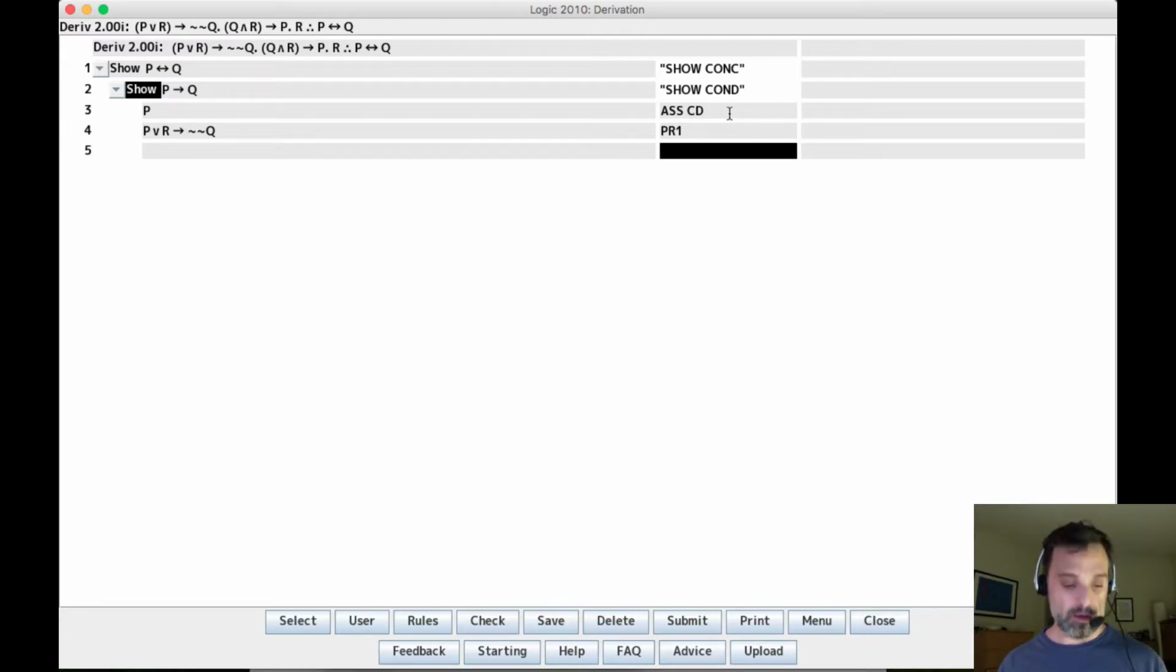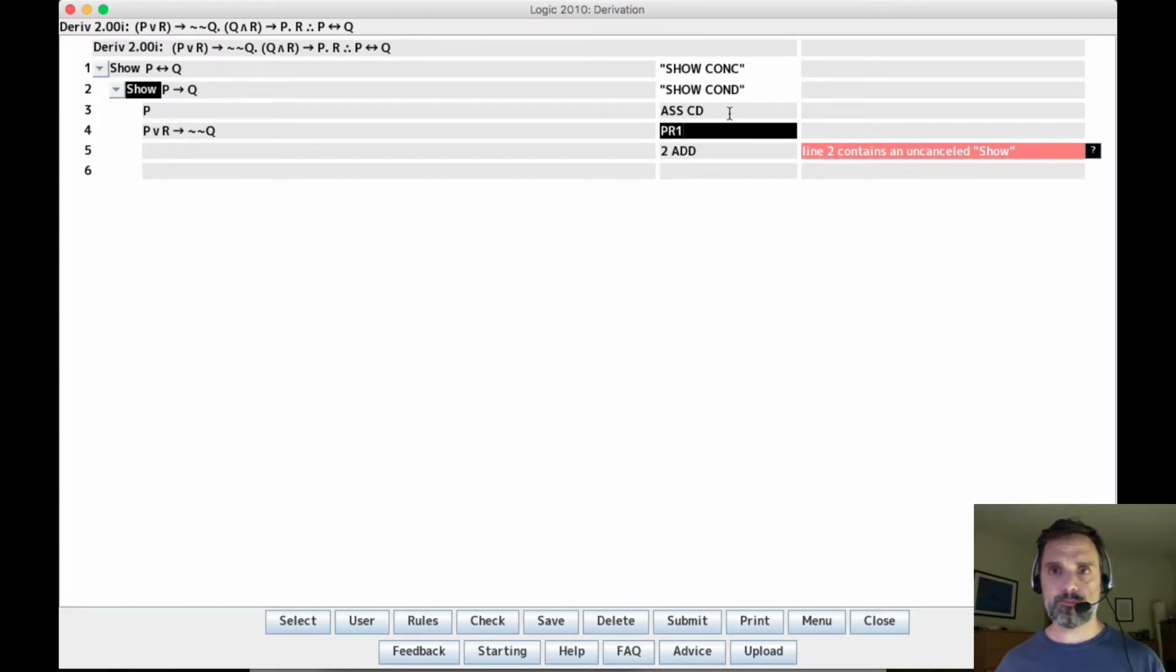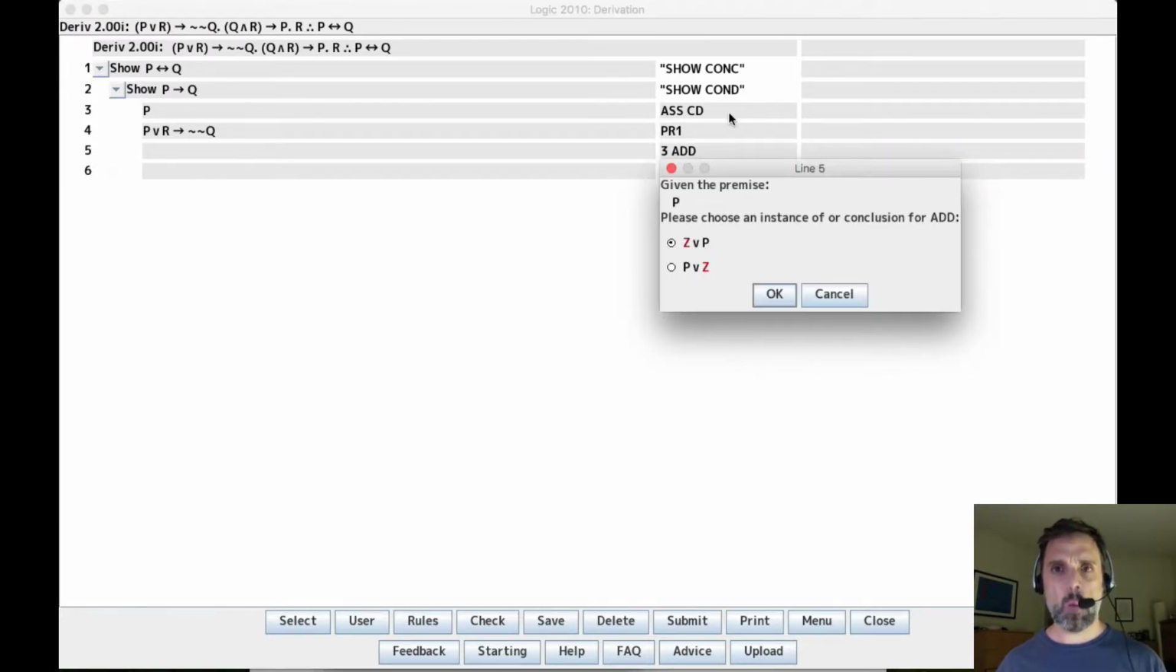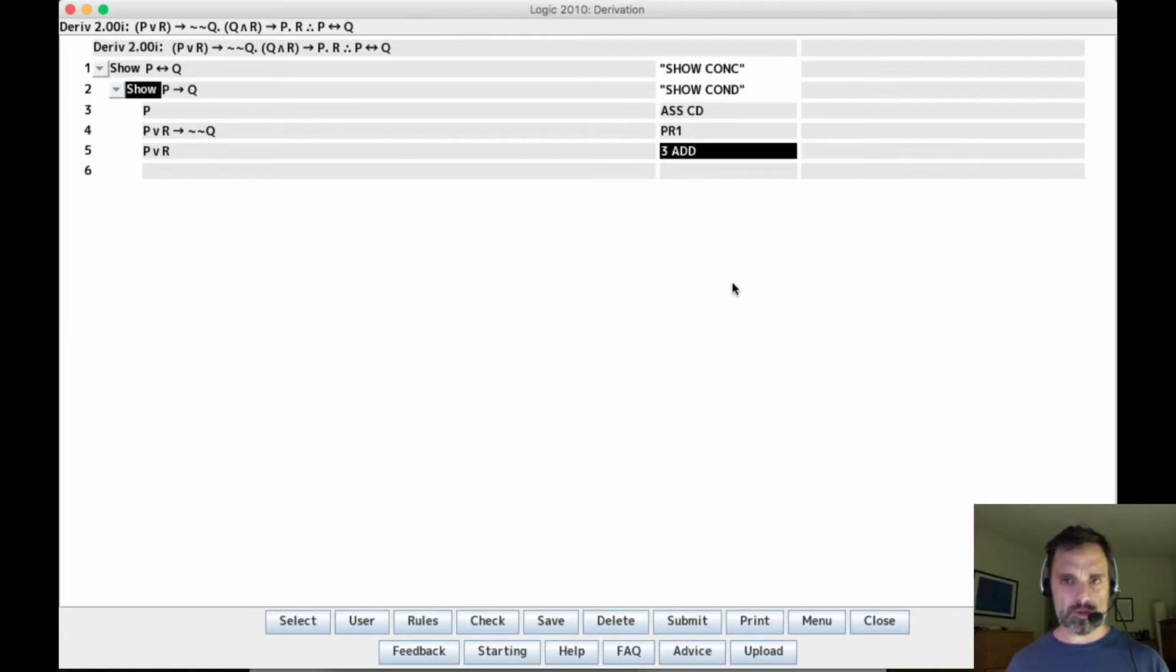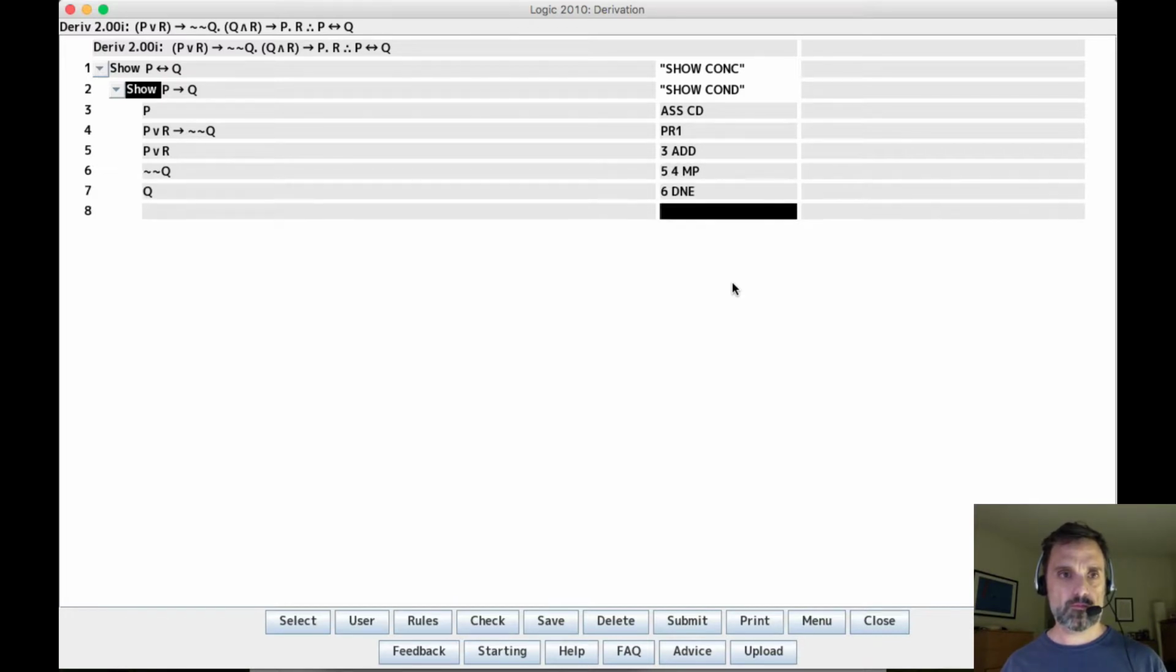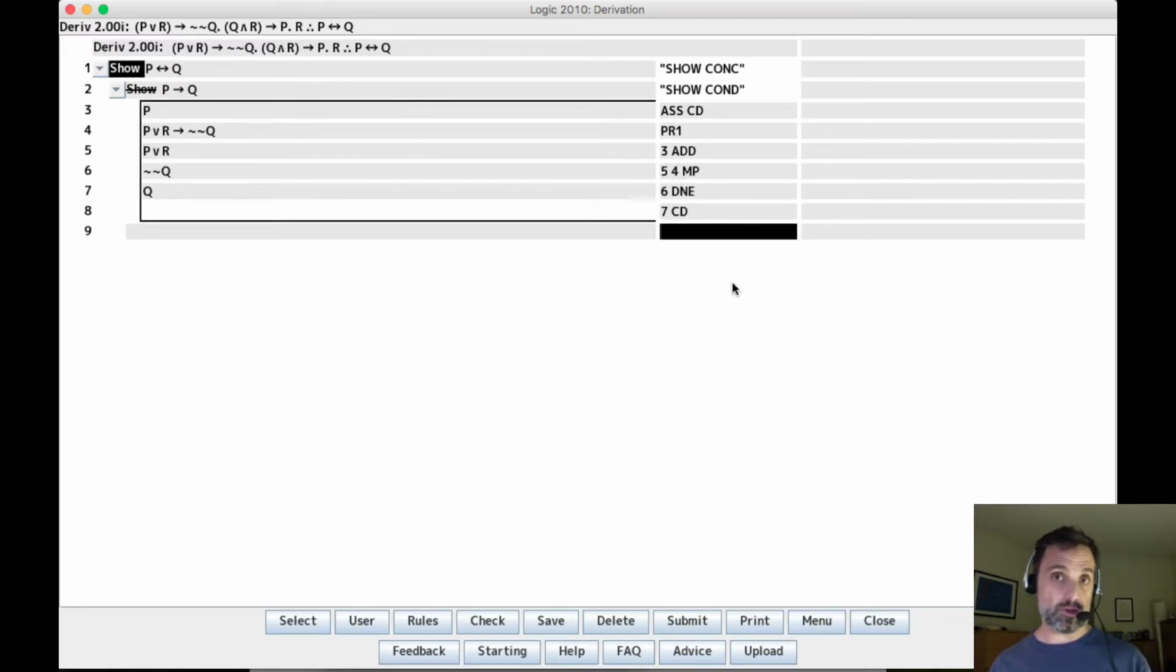Indeed we can, because what we need to get is P or R, and the introduction rule for the disjunction is addition. It says if you have one of the disjuncts of a disjunction, you can infer the entire disjunction. And we have one of the disjuncts of the antecedent, we have P, and that means that we can infer P or R. So we want R on the right, and there we go. And that's the first conditional.